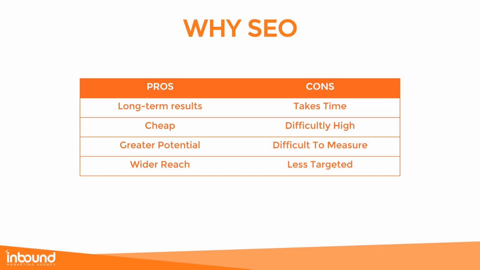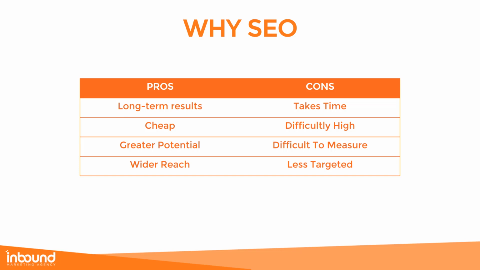So why SEO? Generally, the pros are you're getting long-term results. Over the long term, it's generally cheaper and has greater potential. It's got a wider reach. Why I say wider reach is 70% of the search queries come from the long tail. This means keywords that may not get much search volume, but collectively account for 70% of the search volume. These are keywords and search queries such as questions, how to, or what's the best this, and that's how we search nowadays. The cons of SEO: it does take time.